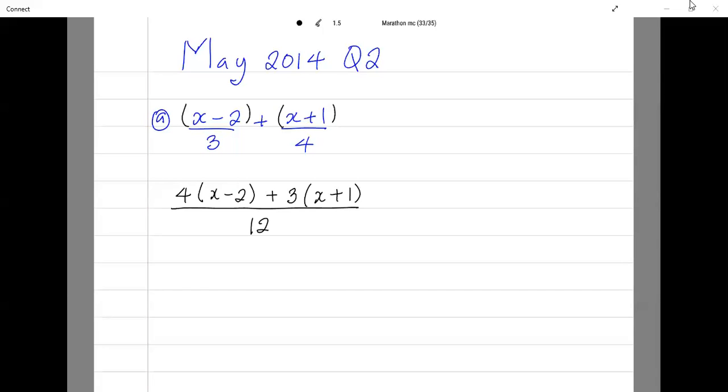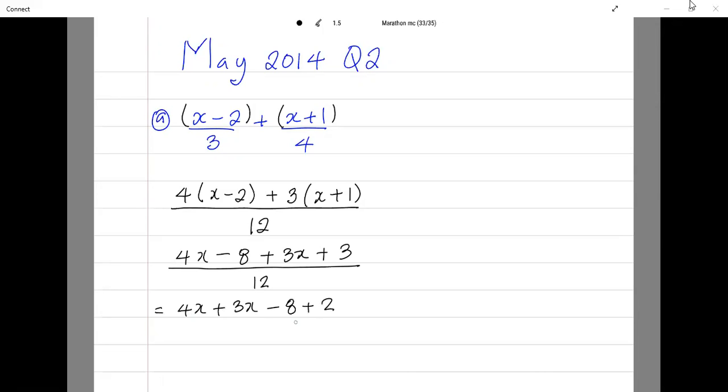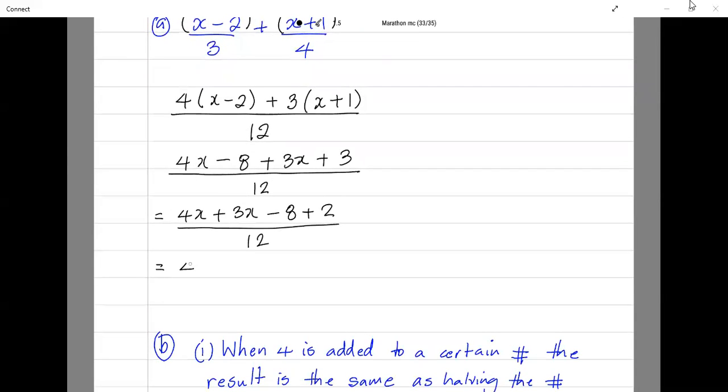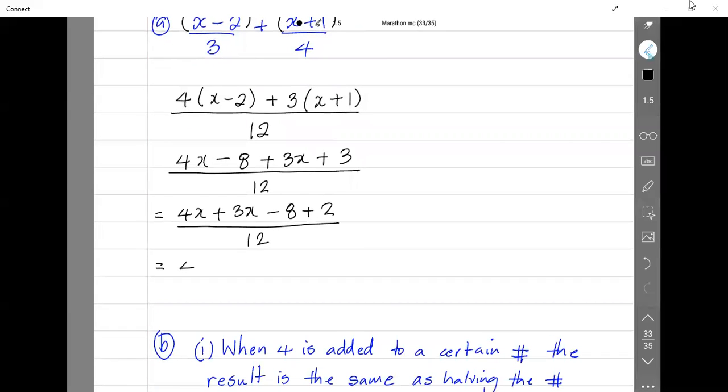Next, I'm going to remove the bracket by applying the distributive law. So this is 4x minus 4 times 2, which is 8, plus 3 times x, 3x, plus 3 times 1, which is 3, and this is all over 12. So next I have 4x plus 3x minus 8 plus 3, and this is over 12. Next, I'm going to group the like terms, which I did already. So this is just the final answer.